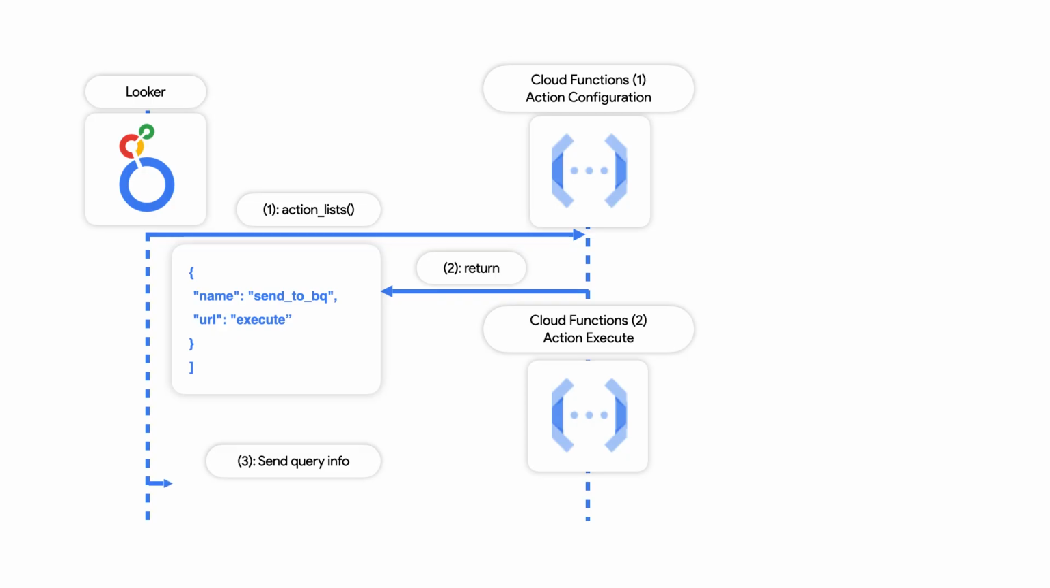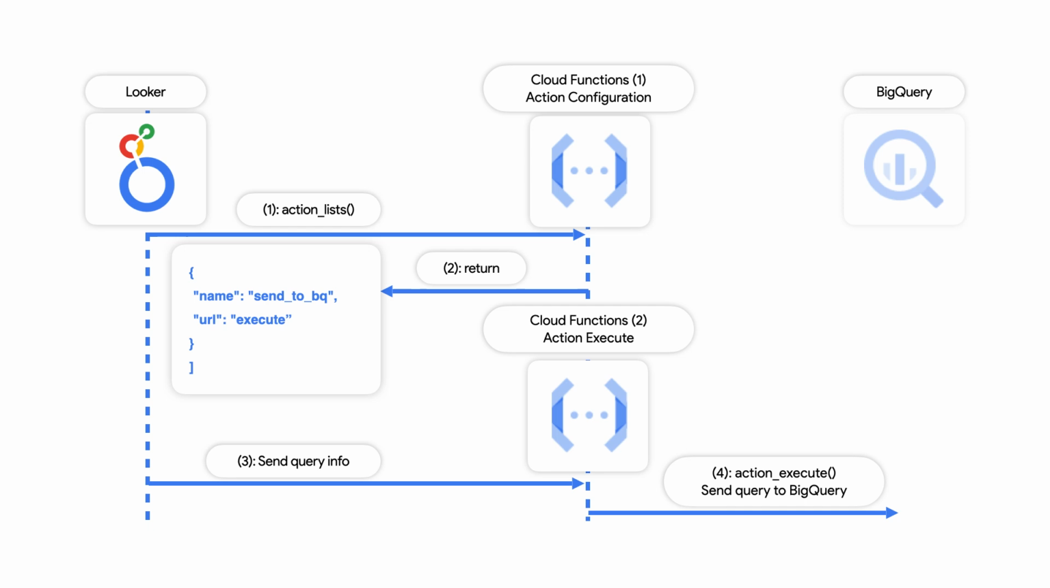So the second URL should do the actual work. Looker will make an HTTP post request to that URL with the user-selected data in the body. The code behind that URL should receive that data and write it to BigQuery. Ah, I see. Cloud functions are great at receiving HTTP requests and extracting any data in the body. Our cloud function could then call the BigQuery API to insert the data into BigQuery. Easy peasy. Can the cloud function run out of memory or timeout?